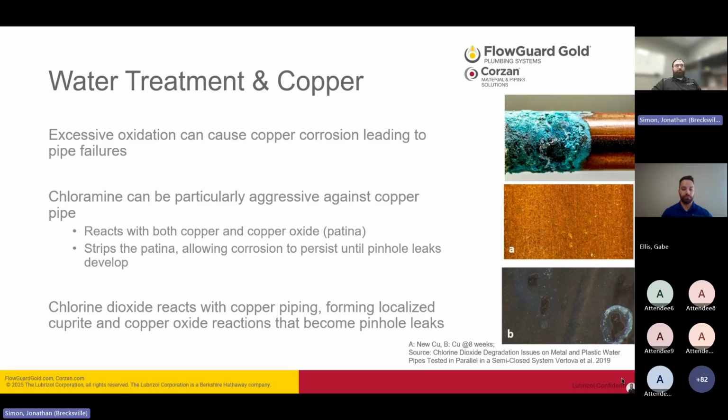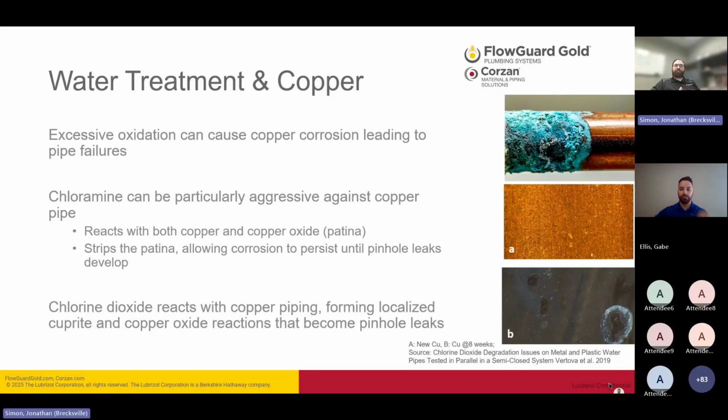In a copper system, excessive oxidation can cause copper corrosion, leading to pipe failures. Now, depending on what type of disinfection you're using, you can see it occur in different ways. Chloramine can be particularly aggressive against copper pipe because it reacts both with the copper itself and the copper oxide patina that can form on the interior of the pipe while it's in service. Chloramine strips that patina, allowing corrosion to persist until the pinhole leaks will eventually develop.